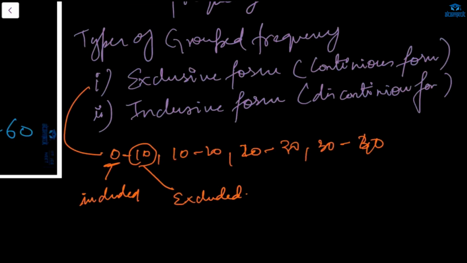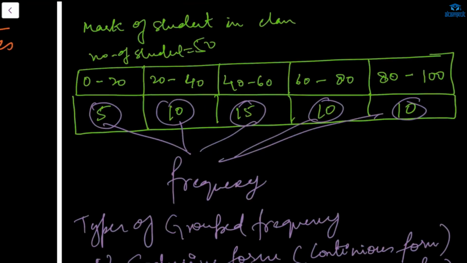The upper limit will not be included in that interval. For example, with the same example of student marks, if any student has acquired 20 marks, in which interval will it go? Ma'am, it's 20 to 40. Yes, it will go in 20 to 40, because in a continuous class interval where it is written 0 to 20, we include 0 but exclude 20. 20 will be included in the next class interval. So you have to be very clear on this.